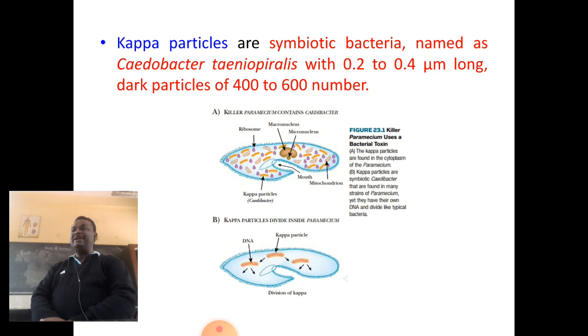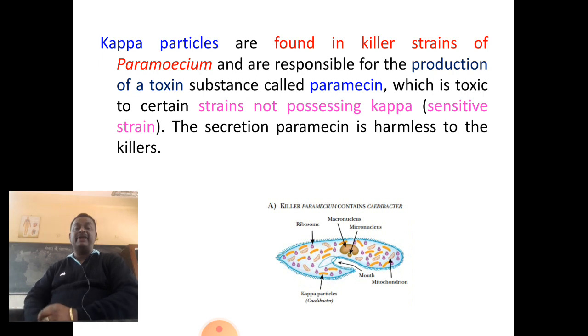So, what are these Kappa particles? As we know, they are the symbiotic bacteria Sedibacter, which are 0.2 to 0.4 micrometer long, dark stained particles, with a range of 400 to 600 per organism. If you look at the picture down, those particles are the Kappa particles inside the cytoplasm along with the nuclear and cytoplasmic content. We know Kappa particles are found in the killer strains of Paramecium.